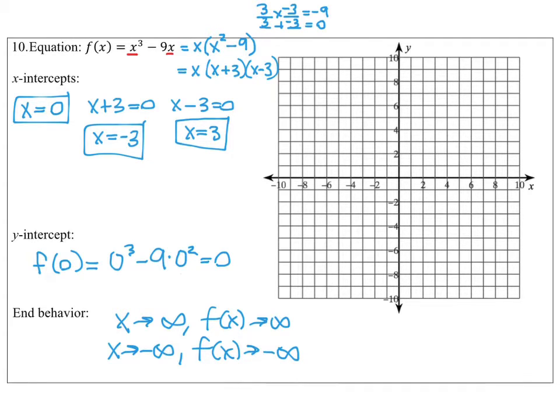And go ahead and put this information on the graph. I have x-intercept at 0, -3, and +3. I'm going up to the right, down to the left, and all of these have a multiplicity of 1, so I'm just going to cross through. And that's what my graph looks like.